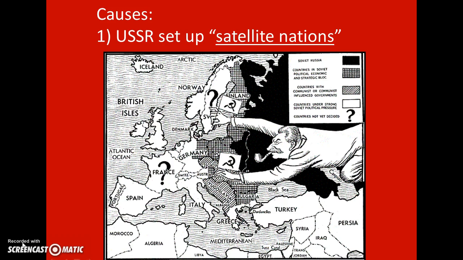There were several causes of the Cold War. The first cause was Stalin and the Soviet Union setting up satellite nations. As you can see, shown in the political cartoon below, Stalin stretched his influence all the way into Eastern Germany. He influenced Finland, East Germany, Poland, Czechoslovakia, Yugoslavia, Romania, and Bulgaria.